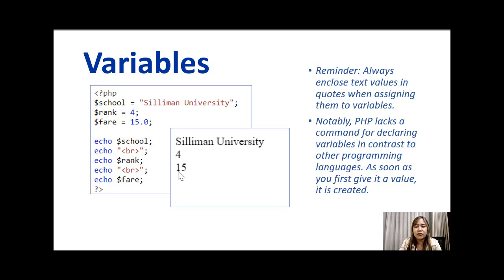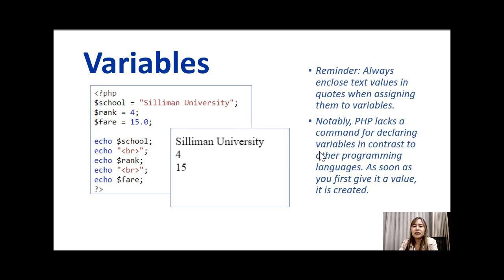So the cursor moves to the third line and then displays the value of fare, which is equivalent to 15. Now, always remember that just like any other programming language, if it is a text, you have to enclose it with double quotes. So if you're going to remove the second or the closing double quote here in Silliman University, then it's going to cause an error.